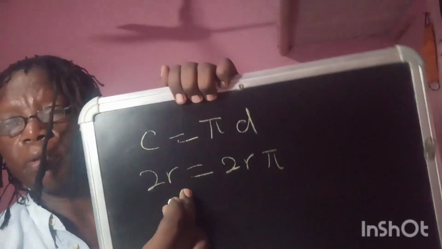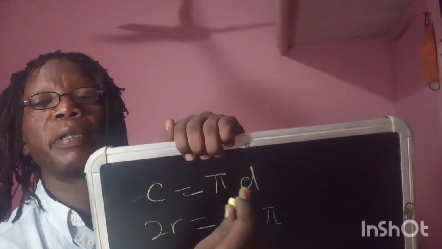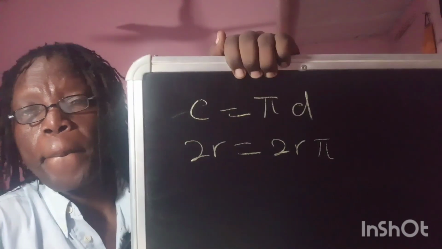The formula, just remember the formula: circumference is equal to pi d. Or if you are using the radius, it's 2 pi r. But if you are using diameter, it's this. So that's about it. You can calculate any type of circumference of a circle: 2 pi r, 2 r pi, or pi d. C stands for circumference and r stands for radius. 2 times the radius will make a diameter.